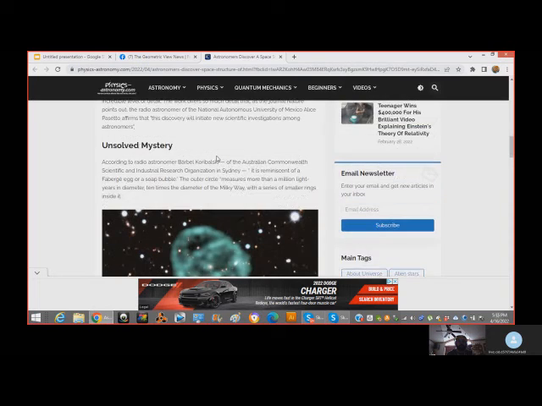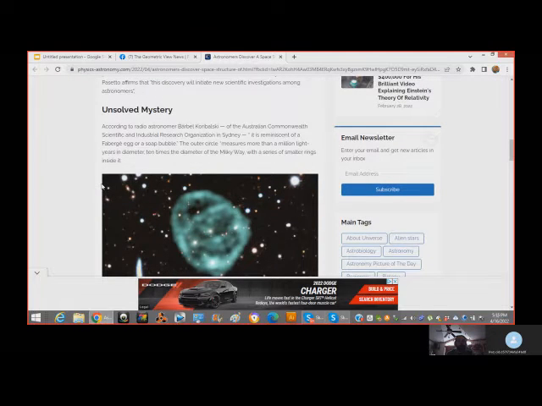Here's the unsolved mystery. According to radio astronomer Korbelaski of the Australian Commonwealth Scientific and Industrial Research Organisation in Sydney, it is reminiscent of a Fabergé egg or soap bubble. The outer circle, dude, it looks kind of like a rouleau shape, a rouleau solid, like I was talking about.